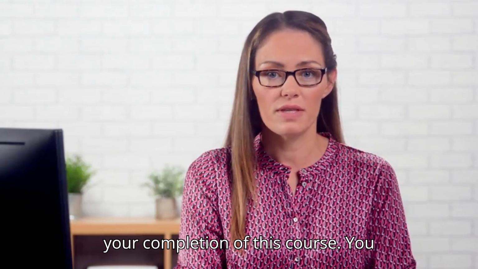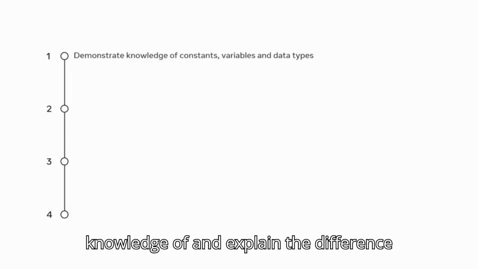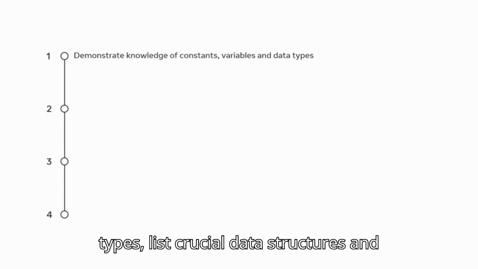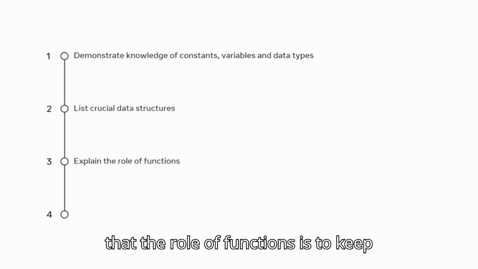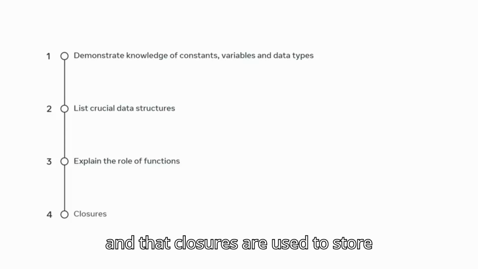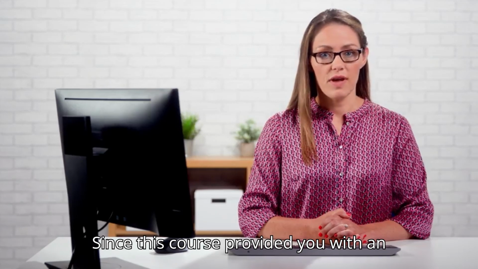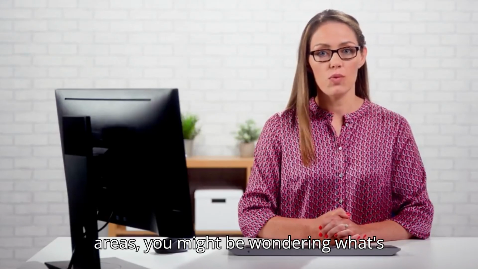Following your completion of this course, you should now be able to demonstrate knowledge of and explain the difference between constants, variables, and data types, list crucial data structures and describe how they store data, explain that the role of functions is to keep commonly used algorithms in one place, and that closures are used to store functionality in a constant or variable.